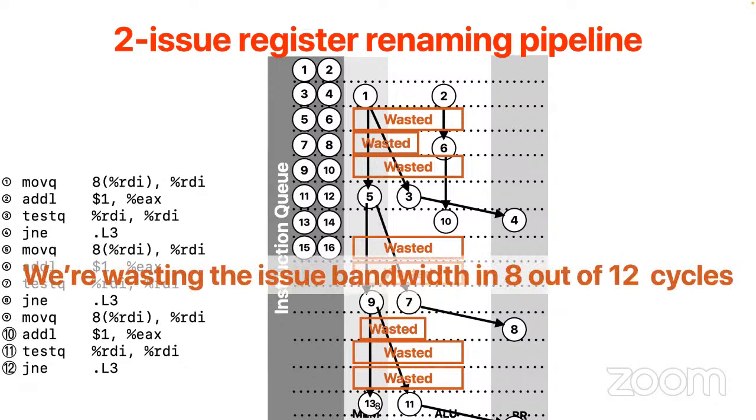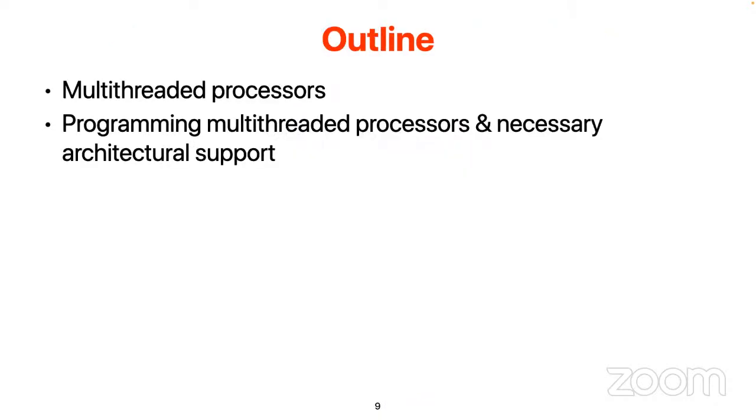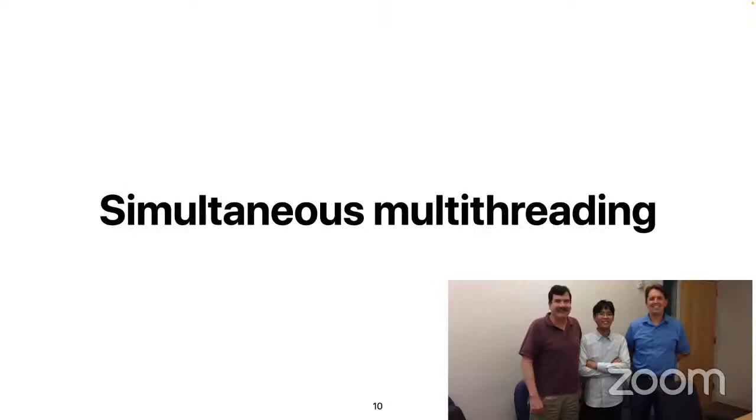To avoid wasting this hardware resource, there are many hardware optimizations and software optimizations that we can do. So today we are going to talk about that. The very first one that I'm going to talk about is simultaneous multi-threading.